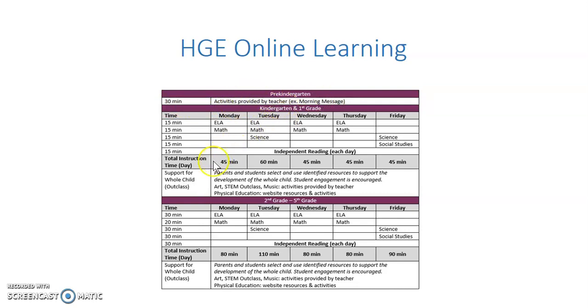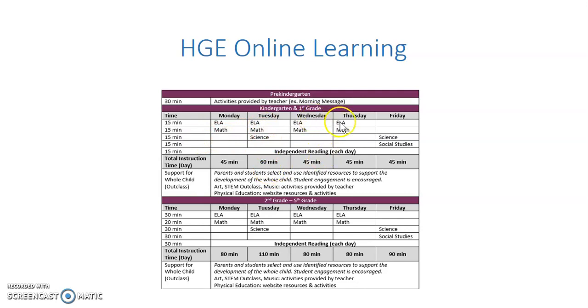For kindergarten and first grade, they will participate in 15 minutes for their content area. So starting on Monday, they will participate in 15 minutes of ELA activities, 15 minutes of math activities, and then each day they should be participating in independent reading. So for Monday, that's a total of 45 minutes. And then on Tuesday, we add science for an additional 15 minutes. So that makes 60 minutes of learning.